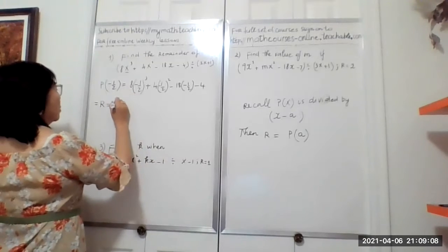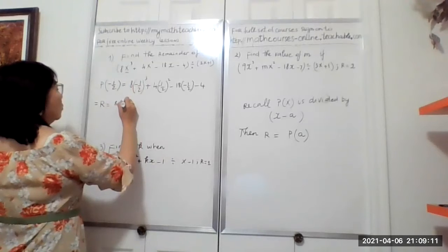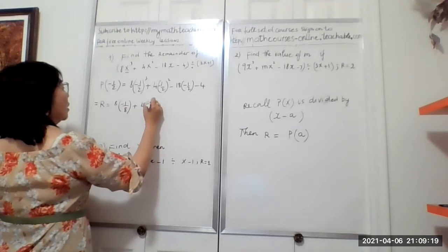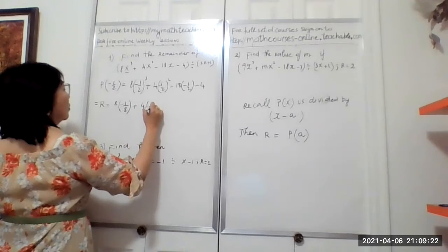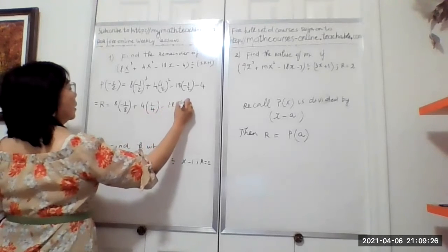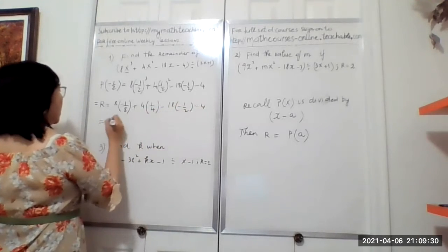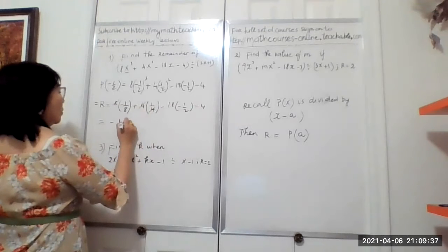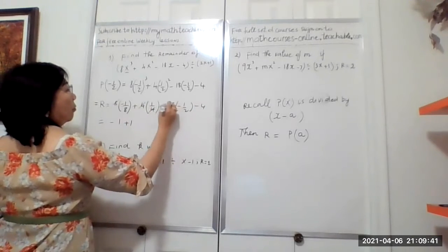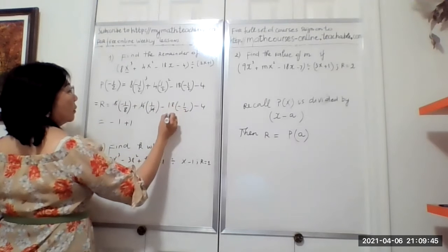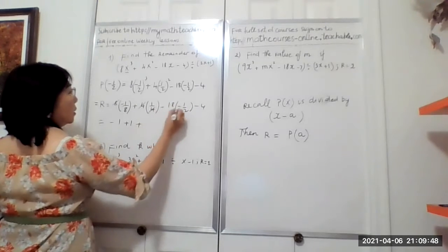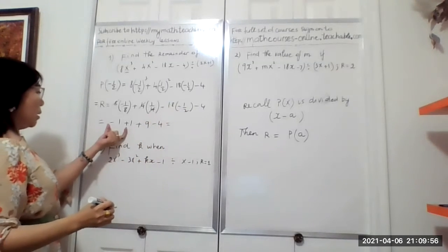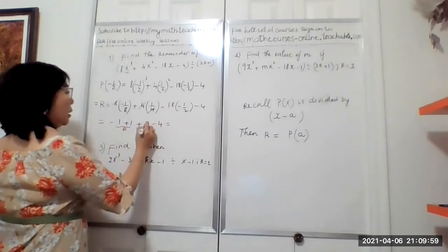Let's find out. So we have 4 times minus 1/2 to the power 3, which will be minus 1/8, adding 4 times 1/4, minus 18 times minus 1/2, minus 4. 4 times minus 1/8 is minus 1/2, cancel, that is minus 1, and add 1 cancel. 18 divided by 2, negative times negative is positive, and 18 divided by 2 equals 9, minus 4. So this becomes 0, and 9 minus 4 is 5.